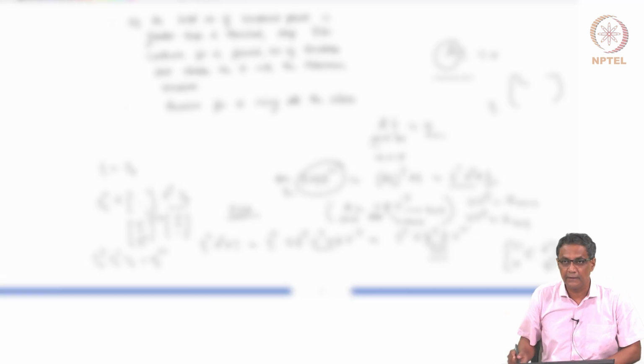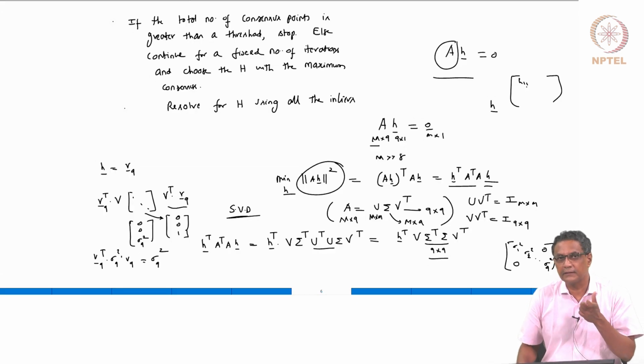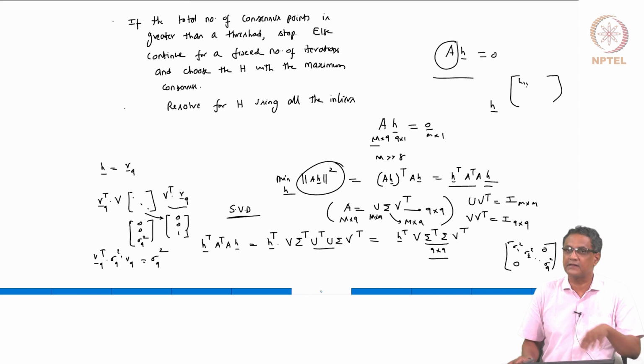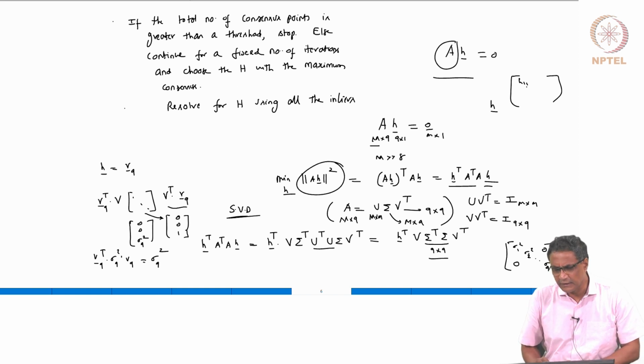You want to ask something? Well, see, H can be found only up to a scalar. In this case, it is saying H transpose H is 1, the norm is 1, that is the constraint. You can use any constraint, but going by SVD will actually mean that you are putting a constraint that the norm of H is 1.